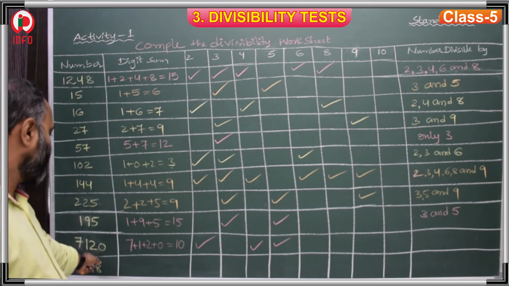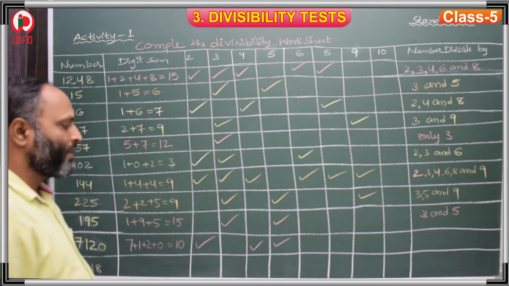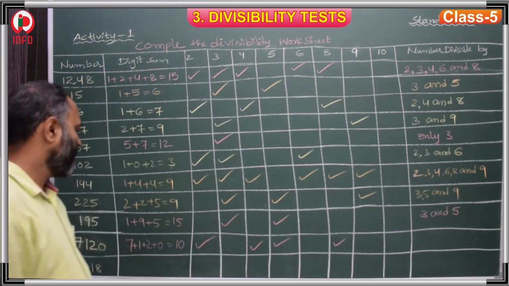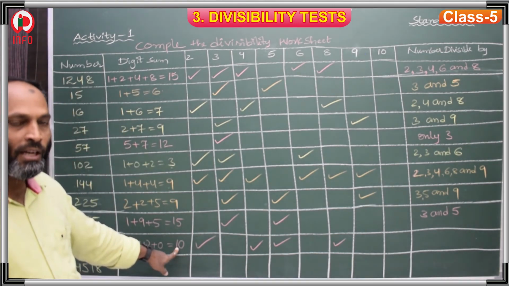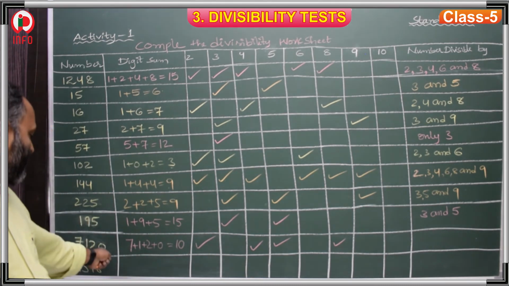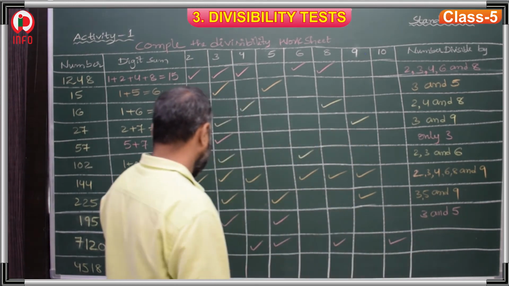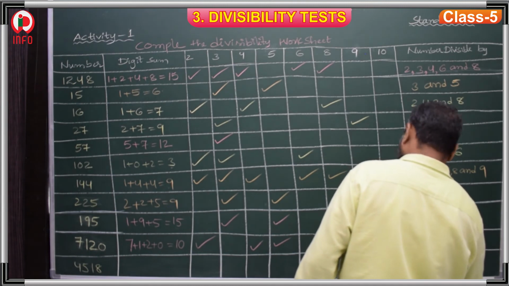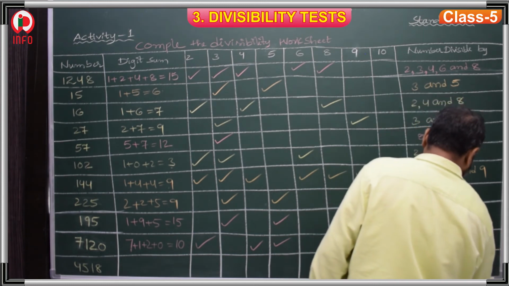And for 8, the last 3 digits, 120, are divided by 8, so this number is also divided by 8. For 9, the sum of the digits is 10, so it won't divide by 9. Then 10, the last digit is 0, so it is divided by 10. Then 2, 4, 5, 8 and 10.